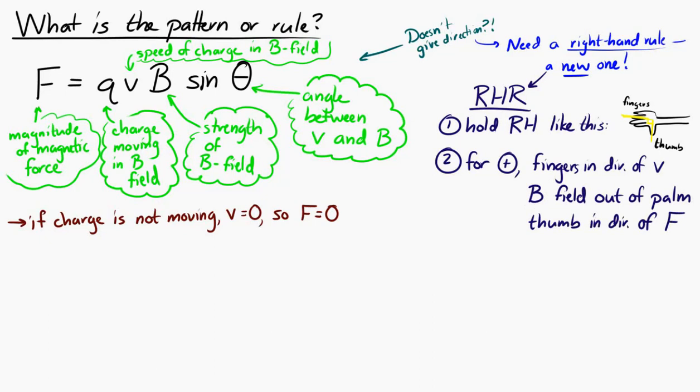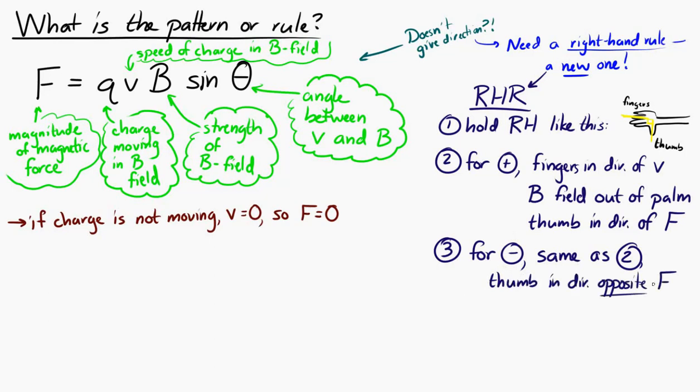That sounds like I'm insane, and it sounds like I just made that up, but that's the right-hand rule for this. Now, if you have a negative charge, you do the same thing. You point your fingers in the direction of the velocity of the charge, the magnetic field comes out of your palm, but now your thumb is pointing in the direction opposite the force. In other words, the force is in the direction opposite your thumb when you have a negative charge.